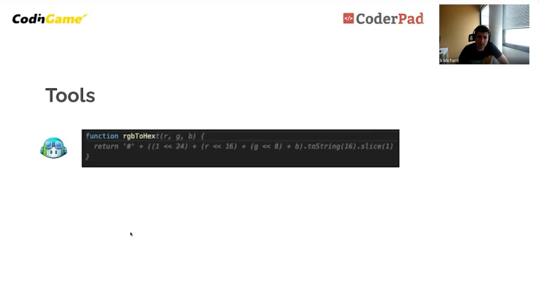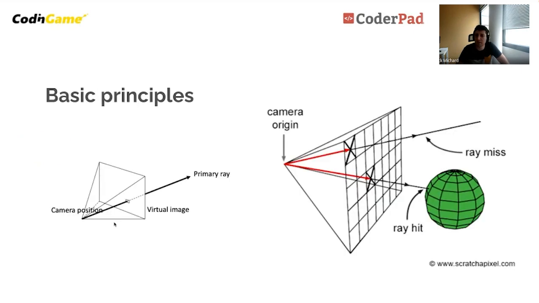Also RGB2X. So I'm kind of forcing my way to represent colors. I will represent colors by RGB, red, green, blue. But to draw to a canvas, I need hexadecimal color. So this is a function. Also very, very complex, but CoPilot did it for me. Nice. So now let's get into the image generation itself.